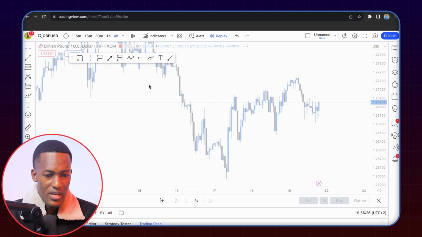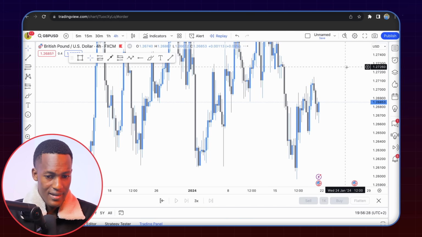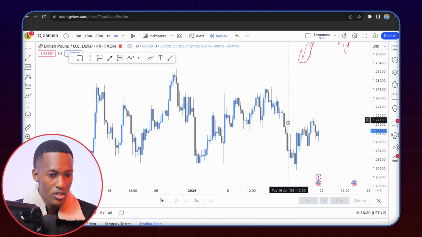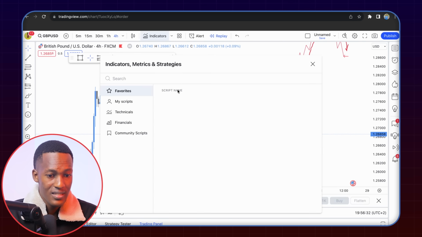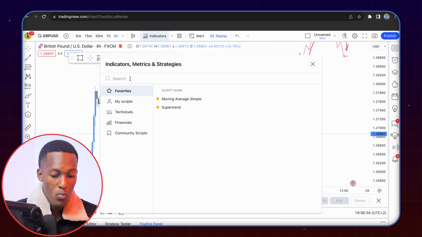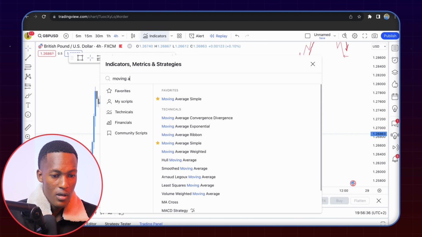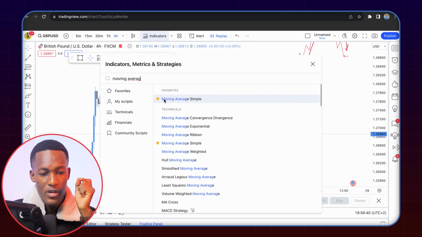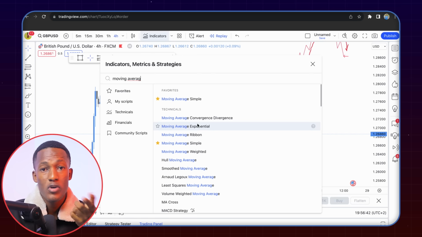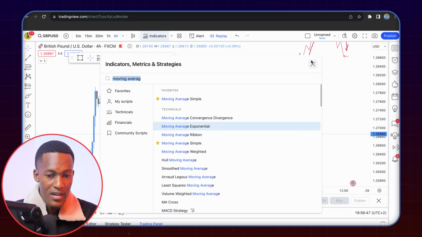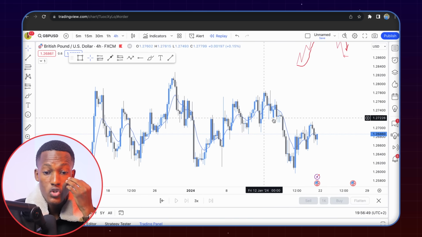So we can start off with H4, and let's just go ahead and click here. So come to indicators, and then here we go. Type in moving averages. We have the simple and then the exponential. This time around, I want us to use the exponential. Okay, so just come over here. Once you click on it, it's going to show up here.